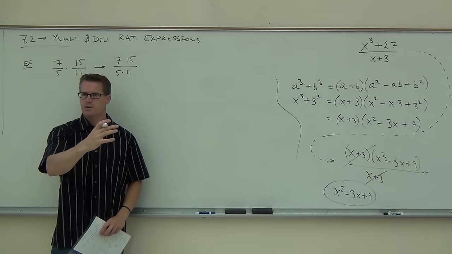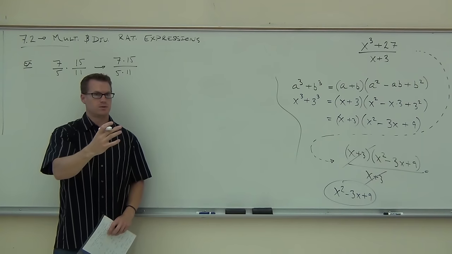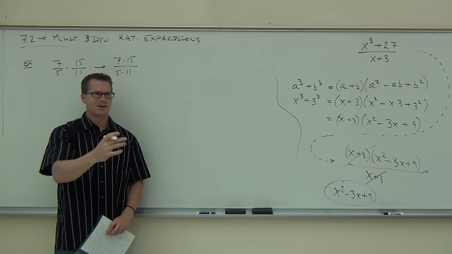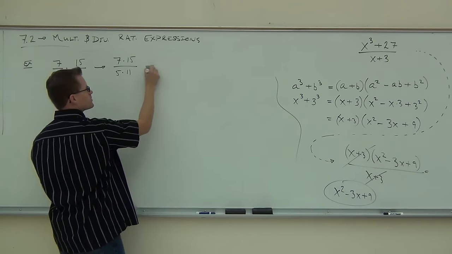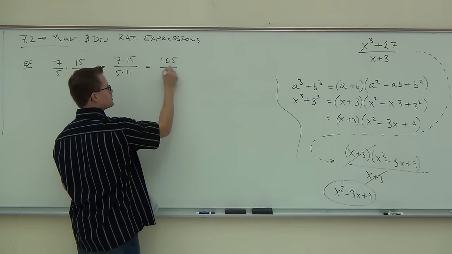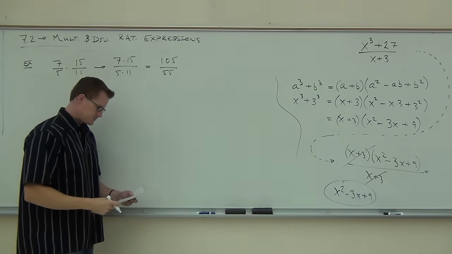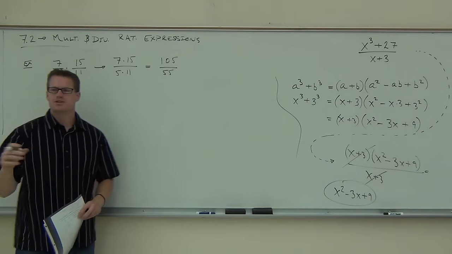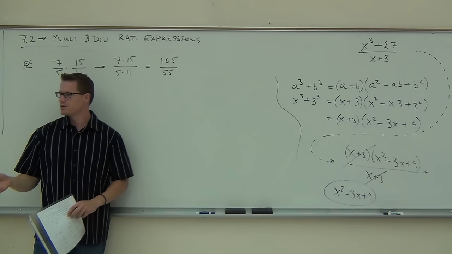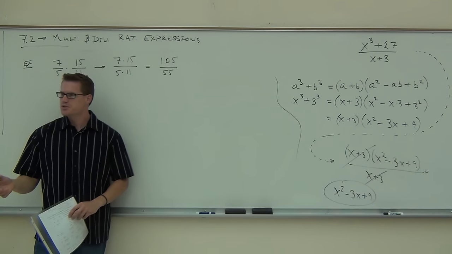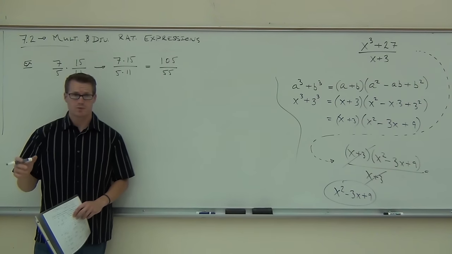Do you recall that from a long time ago? I hope you do, right? Yes, that's good. We just go straight across, and we get something like, what is that, 105 over 55. And then you'd have to simplify it, wouldn't you, if you did it this way? But there's really another option. This is probably what you prefer to do when you multiply fractions.